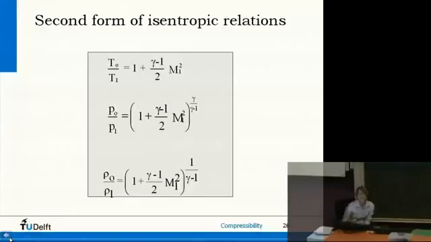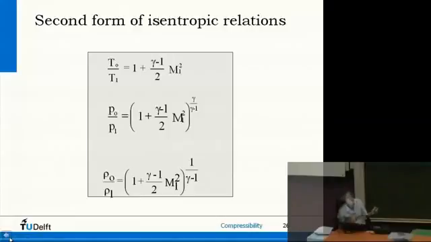We derived them from conservation of mass and Euler equations, so conservation of momentum. We use this first form of isentropic flow relations, and they're just sort of a rewriting of these equations, but they're quite handy, because what they do is they relate temperature ratios to the Mach number. So once you know a temperature ratio, you know the Mach number.